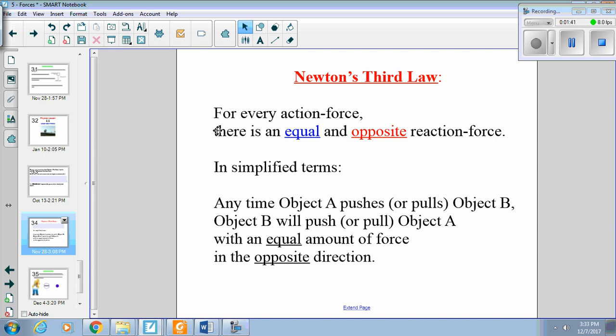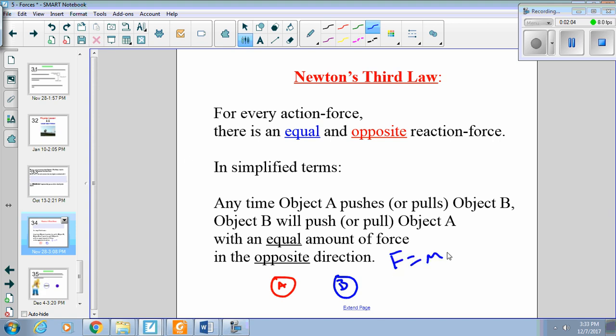Now here's the part that trips people up. So let's say we have our object A, and then we have object B. If object A and object B are applying equal but opposite forces, how come they don't just cancel out? Well, here's the thing. Force equals mass times acceleration. So the forces are equal, but if the masses are unequal, then you're going to have unequal accelerations, which means that the object will move.